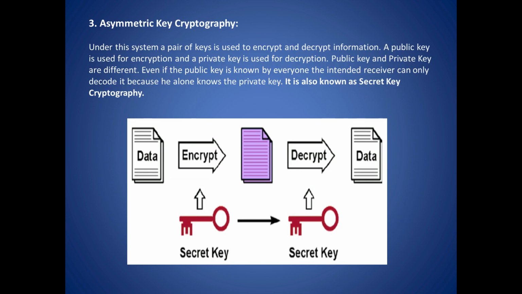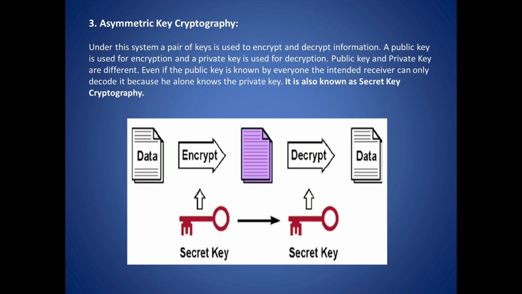And finally, the last type of cryptography is known as asymmetric key. Under this system, a pair of keys is used to encrypt and decrypt information. A public key is used for encryption and a private key is used for decryption. Public key and private key are different.